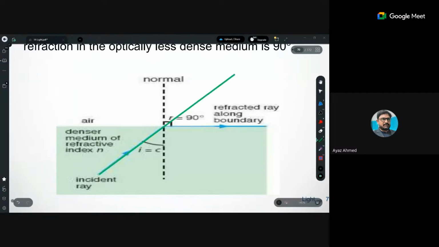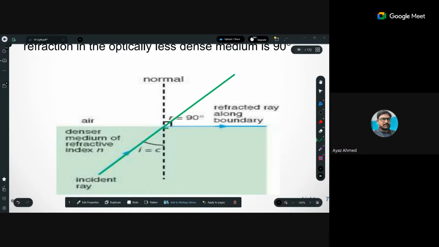This is the actual path of the light. But because the light is entering from more denser to less denser, it will bend away from the normal. When it is bending away, a time will come when it becomes completely parallel to the surface. Are you getting my point?